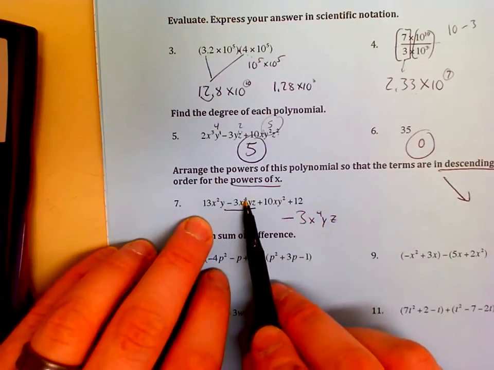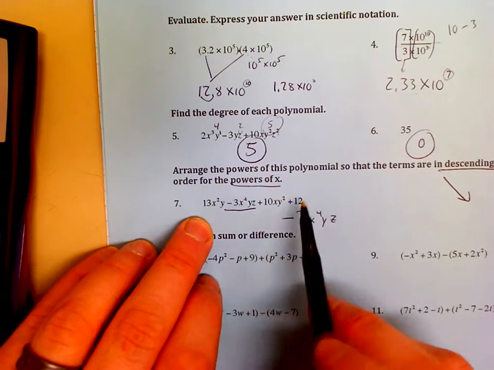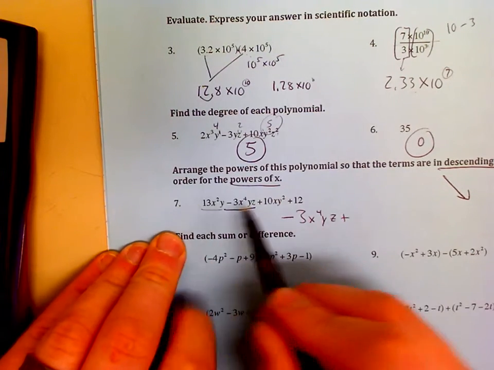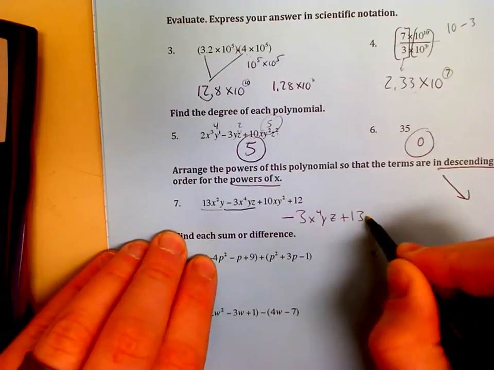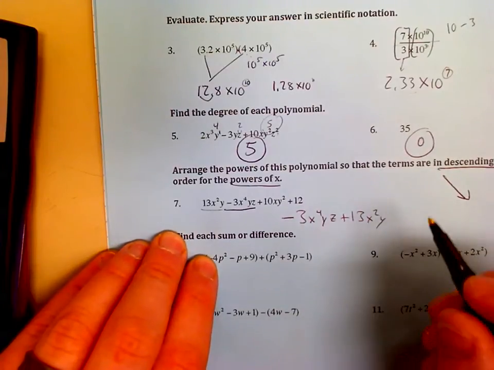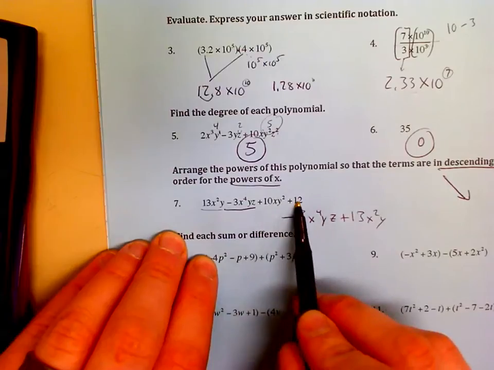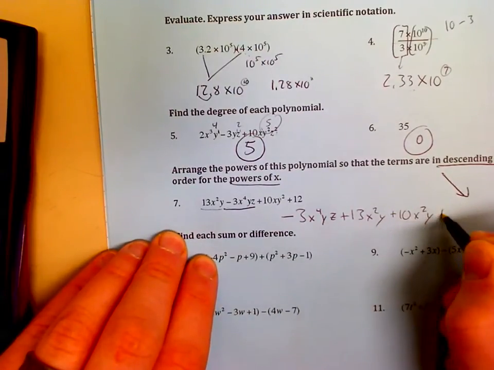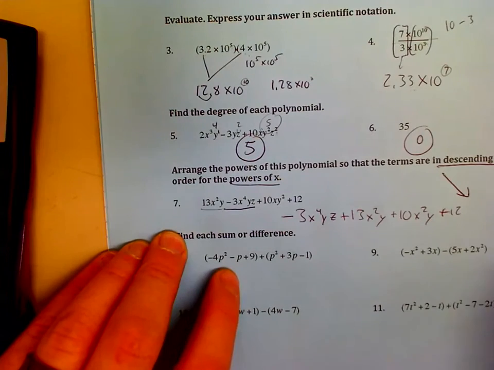Then I'm looking for the next highest, 2, 1, 0, so I go here next, so plus, because there's no negatives, so that's a plus 13, x squared, y. And then between these two, this one's the highest, so plus 10 x squared y plus 12 at the end.